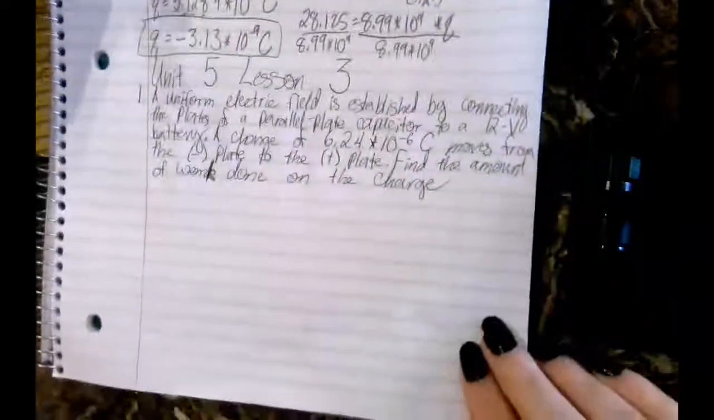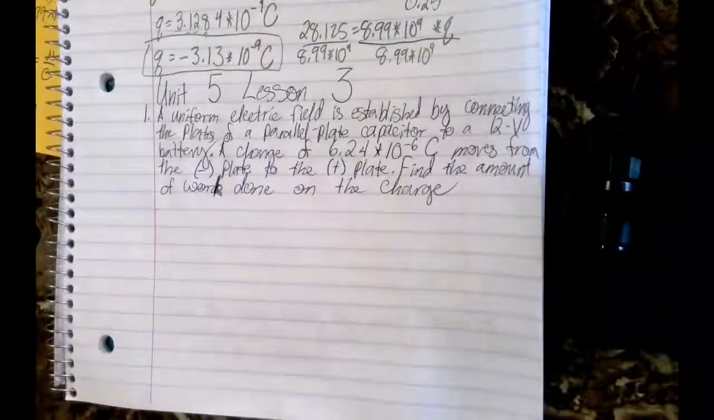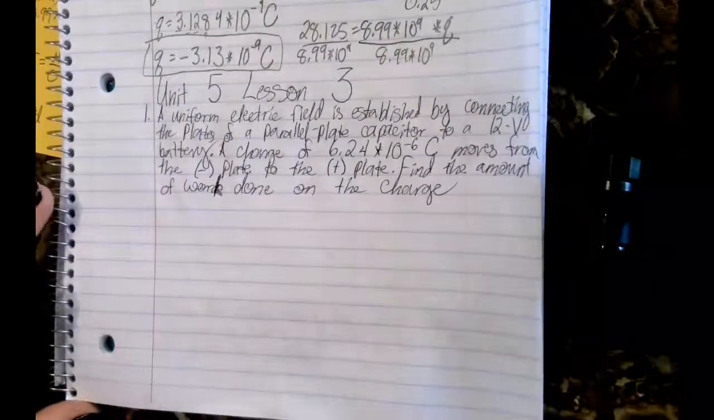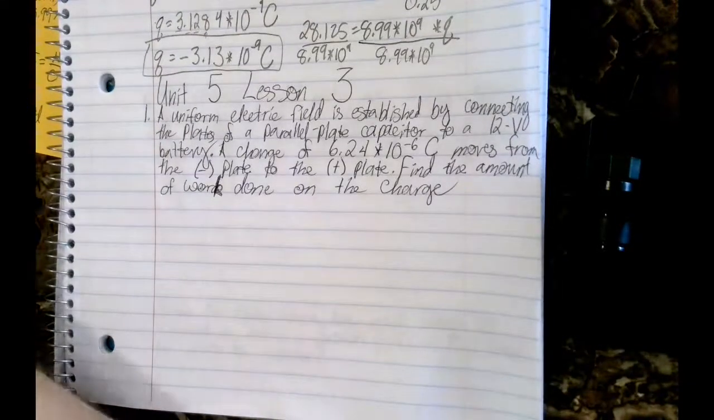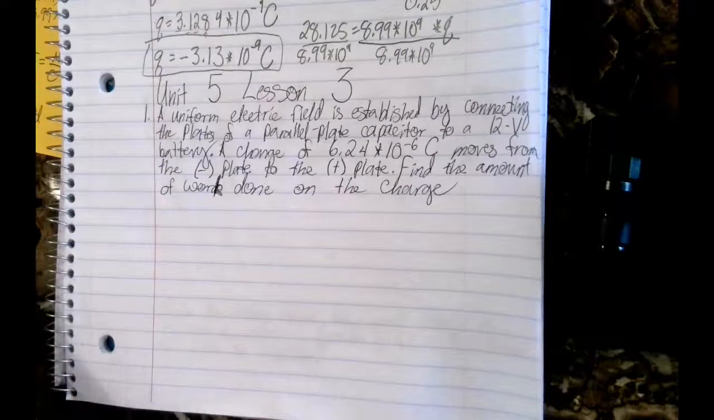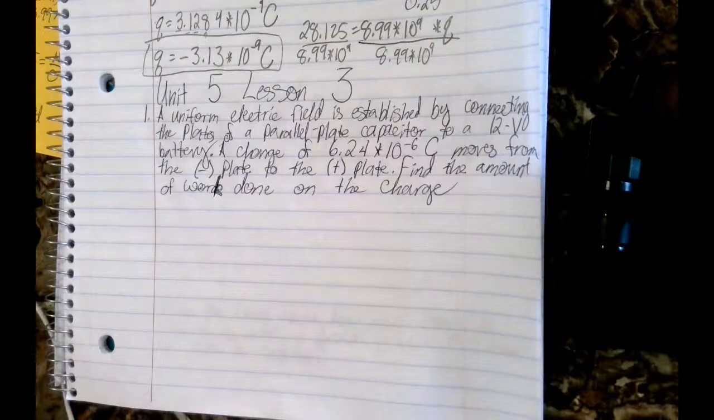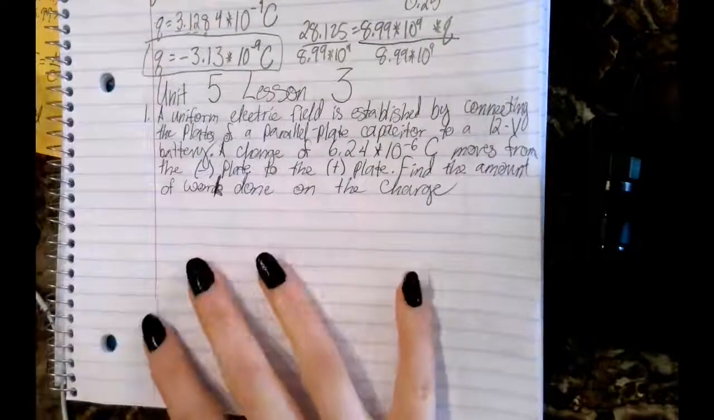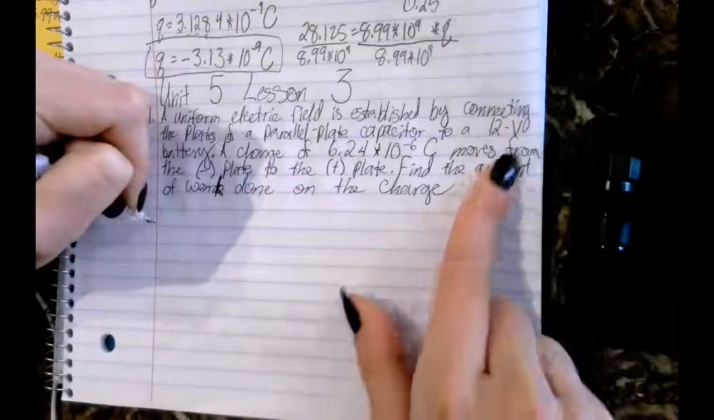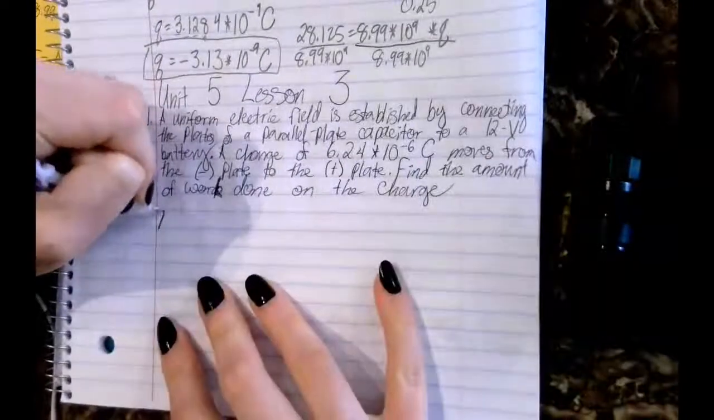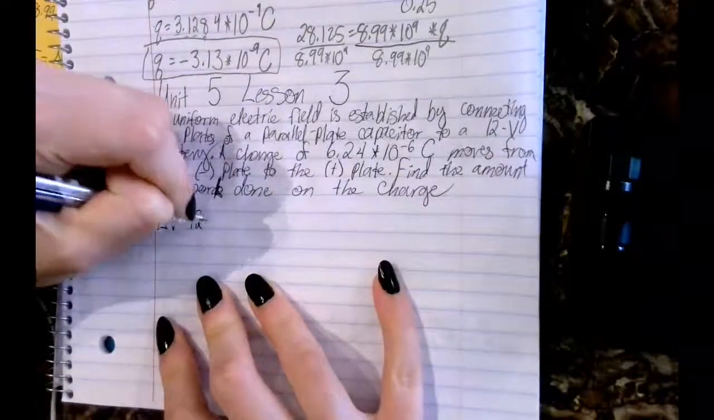We're going to move on to Unit 5, Lesson 3, where we started talking about electric potential difference or voltage. First problem, a uniform electric field is established by connecting the plates of a parallel plate capacitor to a 12-volt battery. I'm going to start writing down things that I know. I know that volts is electric potential difference, so I know delta V equals 12 volts.